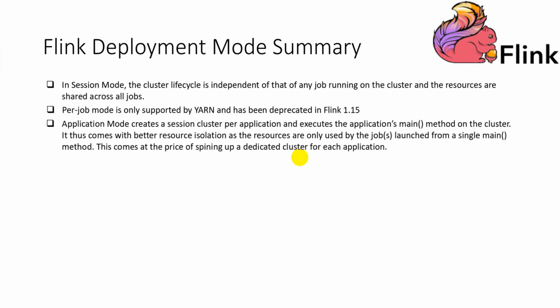The application model creates a session cluster per application and executes the application main method on the cluster. It thus comes with better resource isolation, and the resources are only used by the job launched from a single main method. This comes at the price of spinning up a dedicated cluster for each application. Alright, see you next lecture.